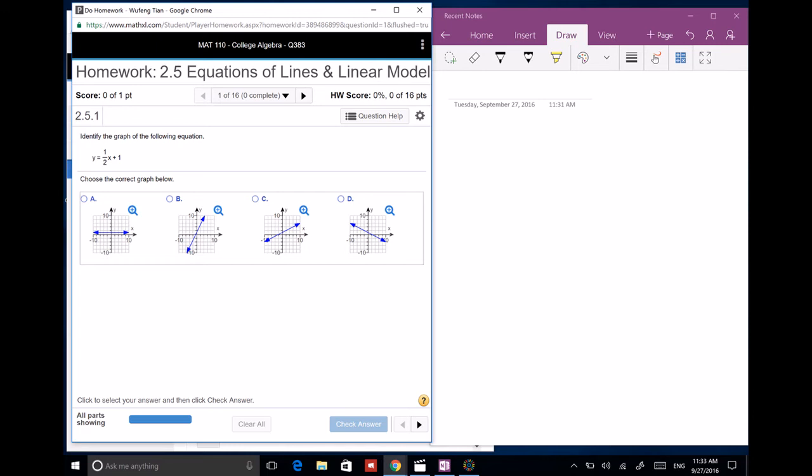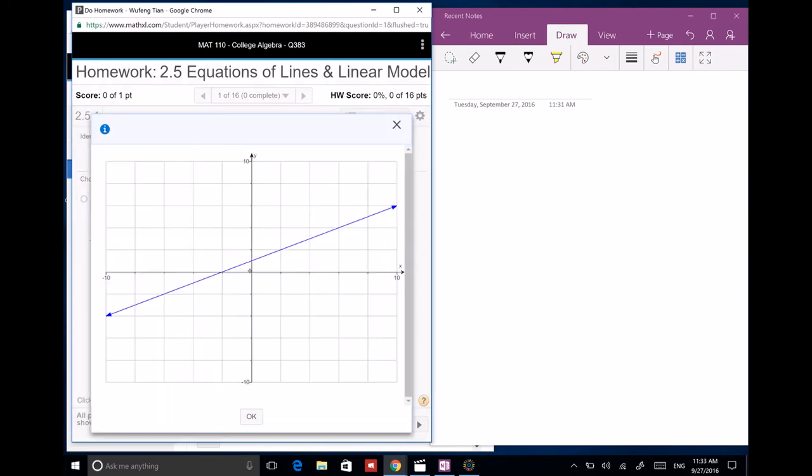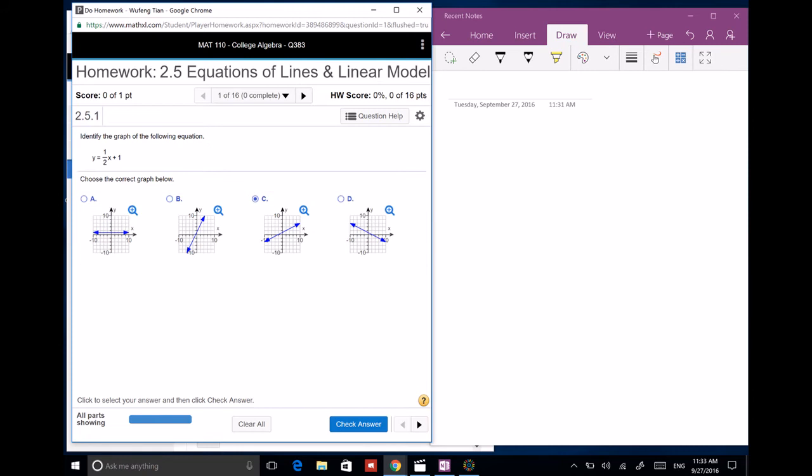In section 1, positive rise over run, 1/2, so it's this one. And rise over run, you have to look at the rise over run. Rise 1, run 2. Rise 1, run 2, rise over run.